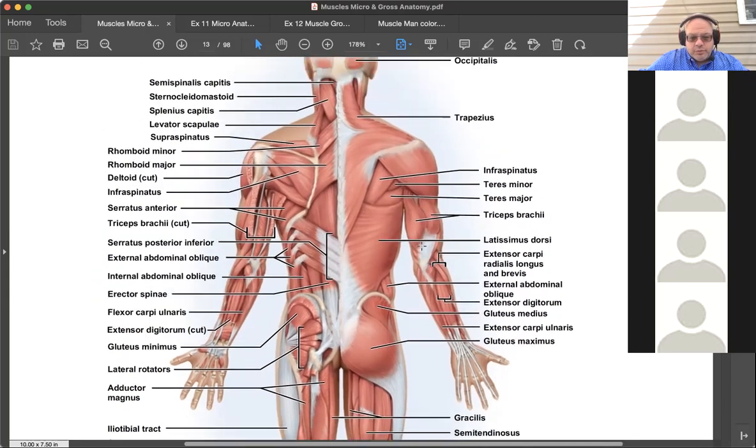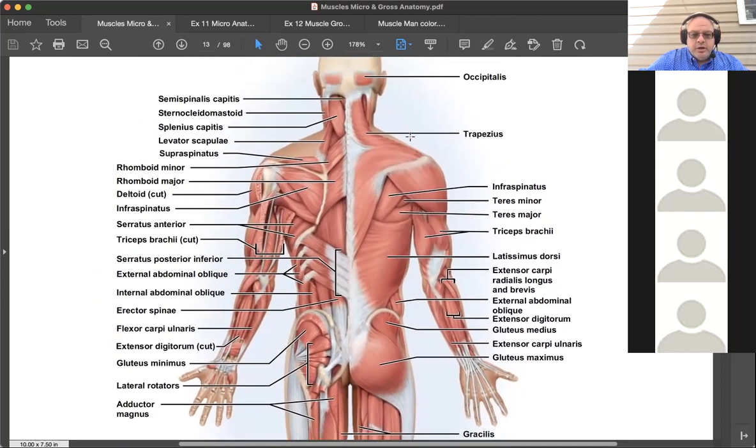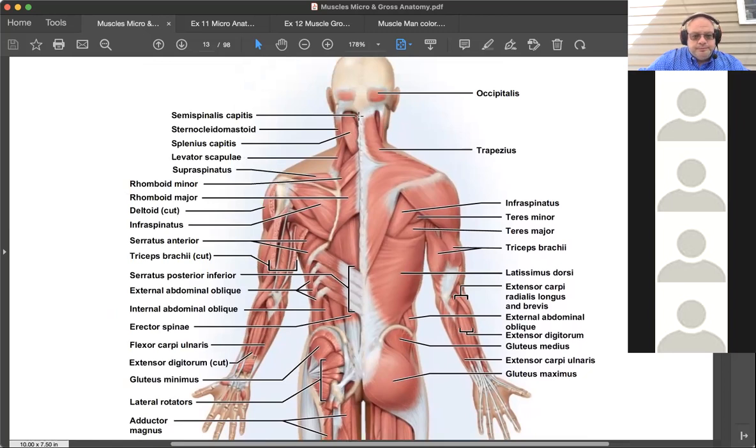Nothing else down the forearm. Don't worry about anything there. So on the deep side of the back, I'm pretty sure I cut levator scapulae out of there, but you want to know the rhomboids, the rhomboid minor and major. They're basically these muscles that attach, again, the scapula to the vertebral column. So they attach to the scapula.